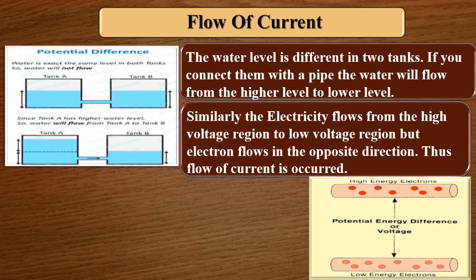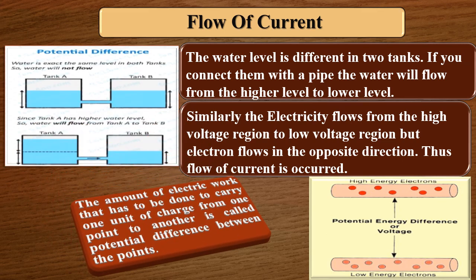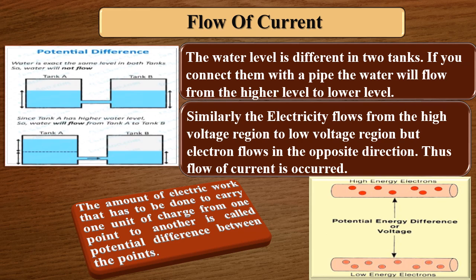We all have come to know that electricity starts to flow from the positive side of the battery. That means the higher voltage region is the positive side of a battery. So we can define potential difference like this: the amount of electric work that has to be done to carry 1 unit of charge from one point to another is called the potential difference between the points.